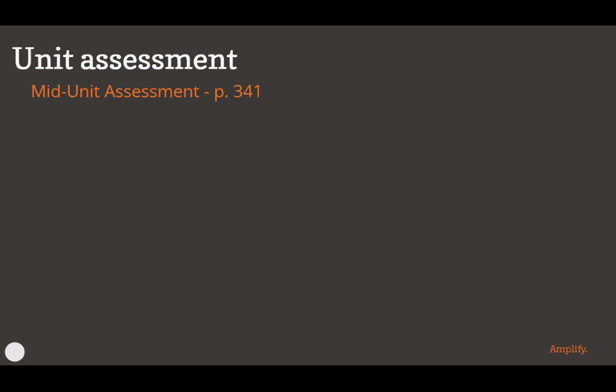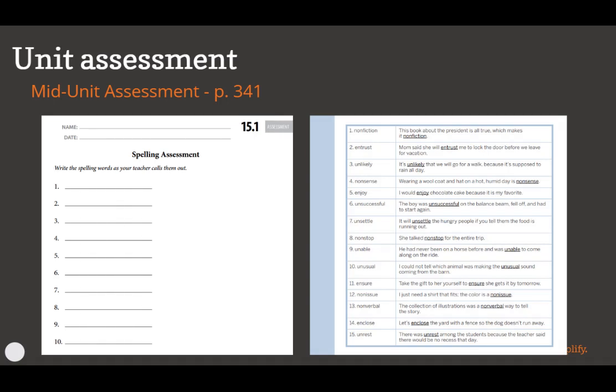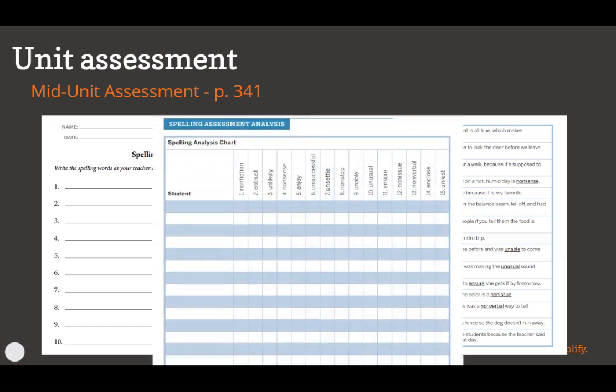The unit assessment is split into two parts, both to be completed on the same day. The first part is the spelling assessment. Students will use Activity Book page 15.1 to spell the words as you read them aloud. There are explicit directions on how to administer this assessment, including the words and sentences to read aloud, starting on page 341 of your teacher guide. For your convenience, there is also a spelling analysis chart provided for you on page 345 of your teacher guide.